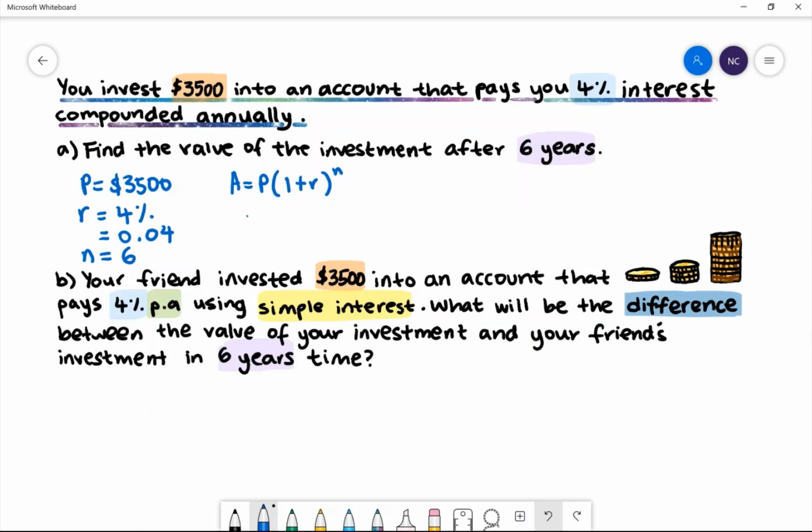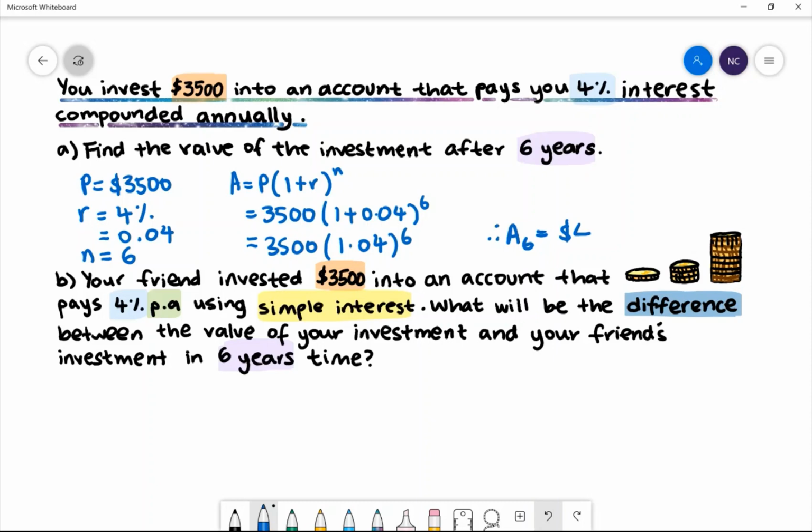Let's substitute this information into our formula. We will then get 3,500 multiplied by 1 plus 0.04 to the power of 6. This will give us $3,500 times 1.04 to the power of 6. Therefore, the amount after 6 years will be given by $4,428.62.